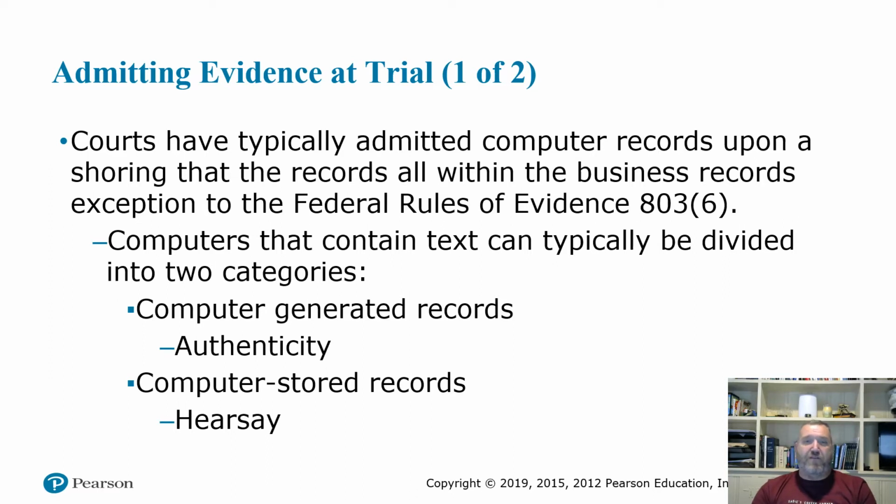All right, so admitting evidence at trial. When a computer comes to trial, it comes in as computer-generated records and computer-stored records, okay? So computer-generated records, they have some authenticity, okay? A computer-generated record is a log file. It's something that is produced by the computer, and it's really hard to say that computer had some intent to change or manipulate the records to make someone look guilty. So there's some authenticity that comes with the thing. There's an implied trust that comes with computer-generated records.